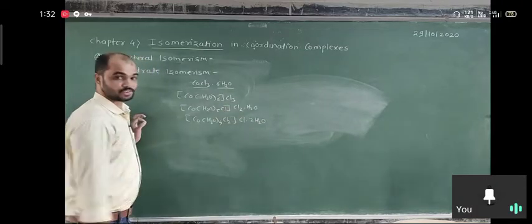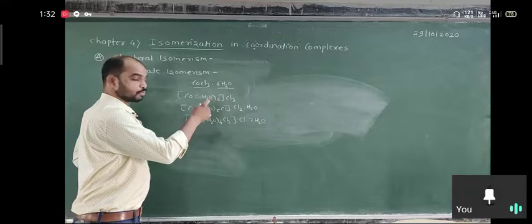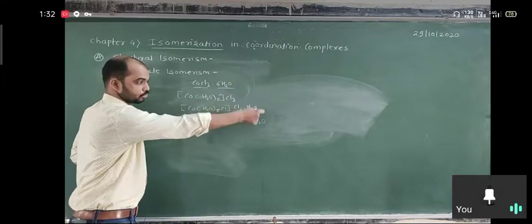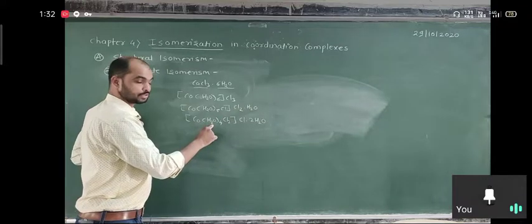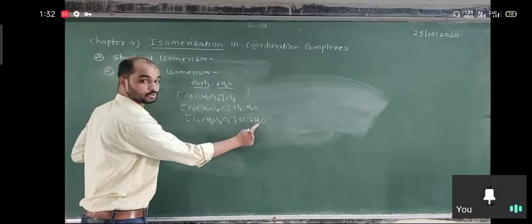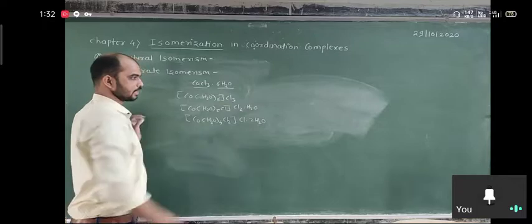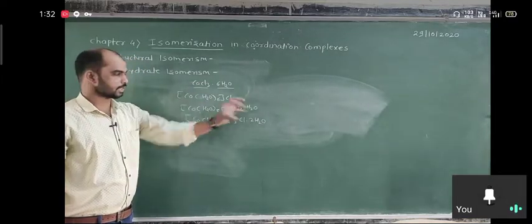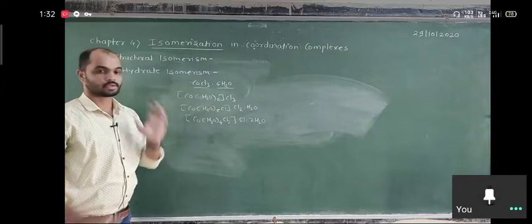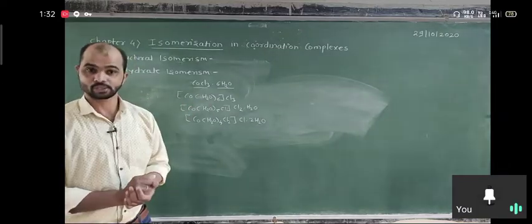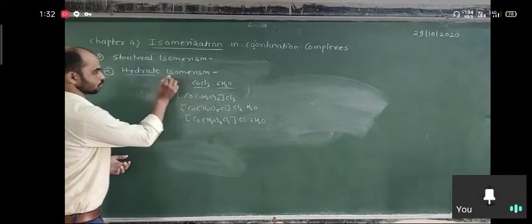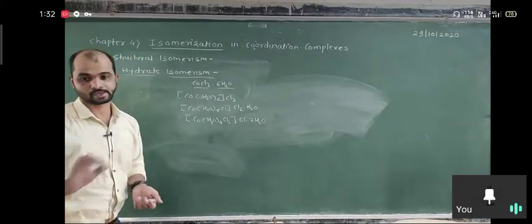But what is the difference? Here all the water molecules are inside. In the second case, 5 water molecules are inside, 1 outside. In the third case, 4 water molecules are inside, 2 outside. The relation depends on how many water molecules are present inside and outside, and that will differ the compounds from each other. That's why the isomers are called hydrate isomers.